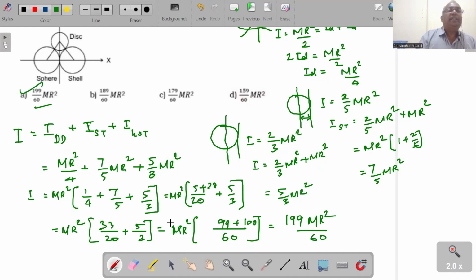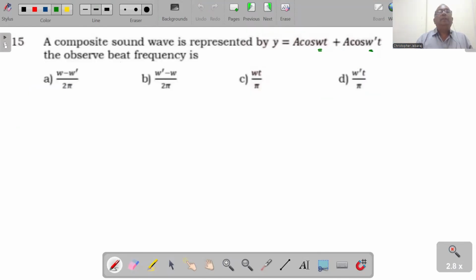This is the correct answer. Okay. A composite wave is represented by two equations given separately: A cos omega t and A cos omega dash t. Observe the beat frequency. The first wave has angular frequency omega and the next has omega dash. You know omega equals 2 pi f1, and omega dash will be equal to 2 pi f2. What we need is f1 minus f2, which is the beat frequency.